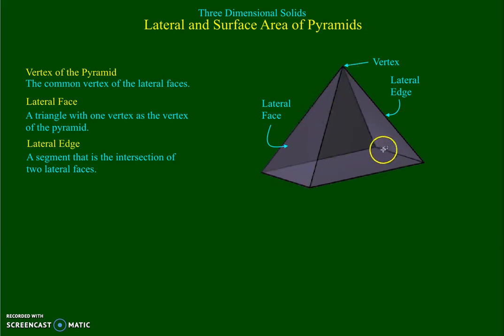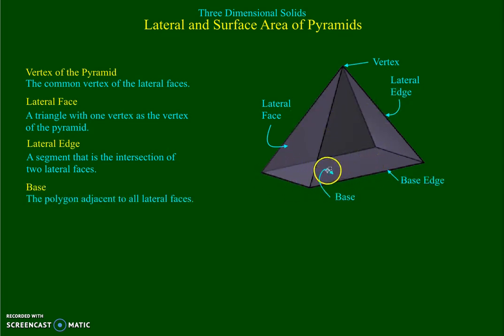Notice that the base does not have as one of its vertices the vertex of the pyramid. So that distinguishes the base from the lateral faces. And of course, these edges are lateral edges, and that is a segment that is the intersection of any two lateral faces. So we have vertex, lateral faces, and edges so far. And then we have the base.